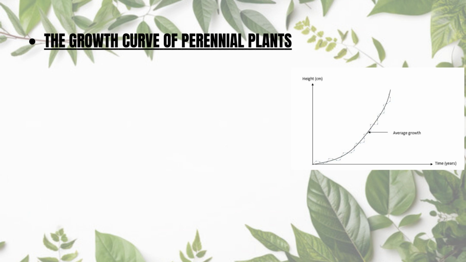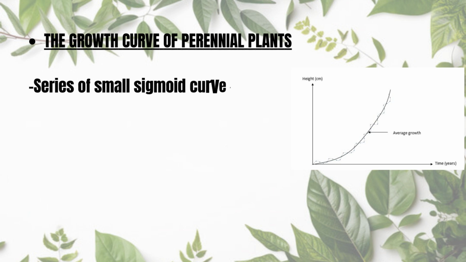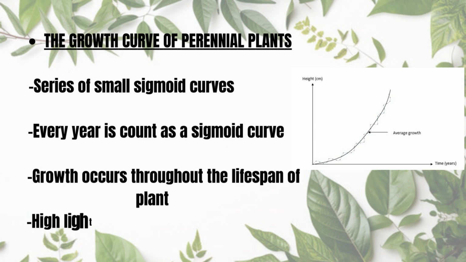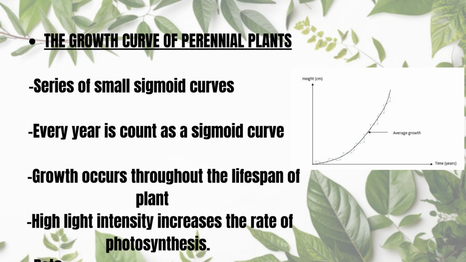Lastly is the growth curve of perennial plants. It's a series of small sigmoid curves. Every year is a sigmoid curve. Growth occurs throughout the lifespan of the plant. Light intensity increases the rate of photosynthesis. The rate of growth increases during spring and summer.